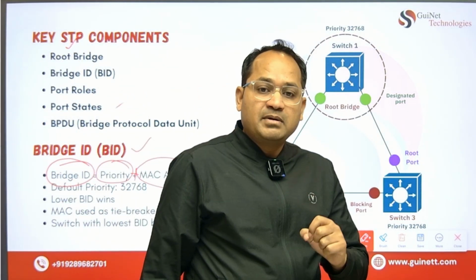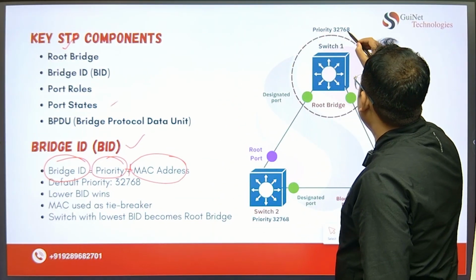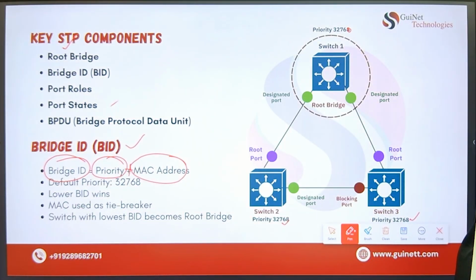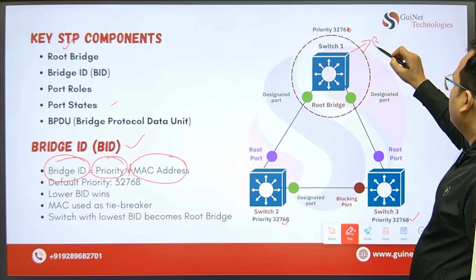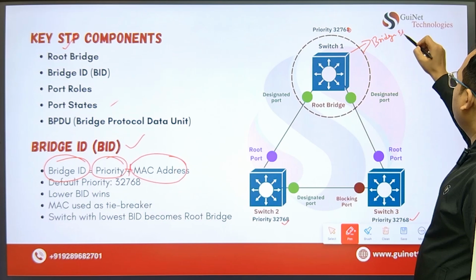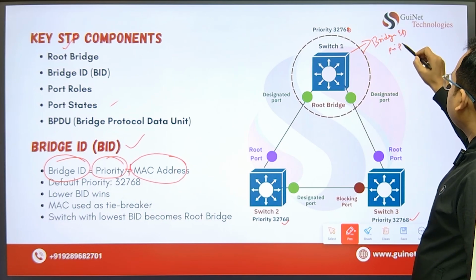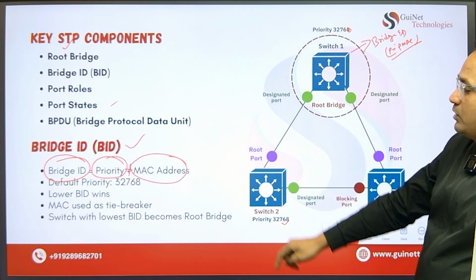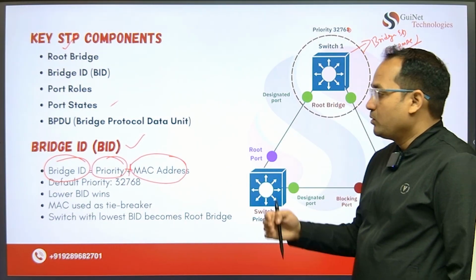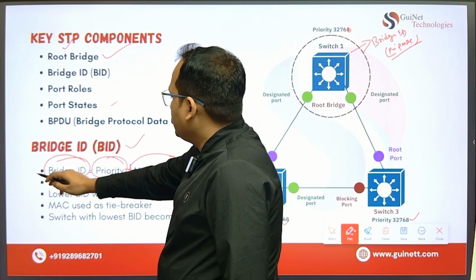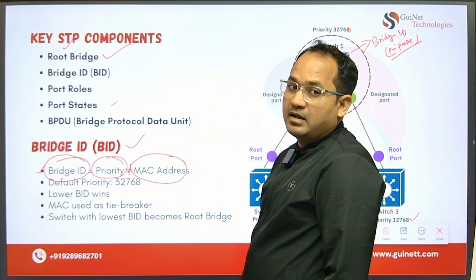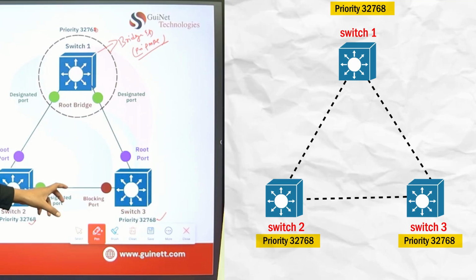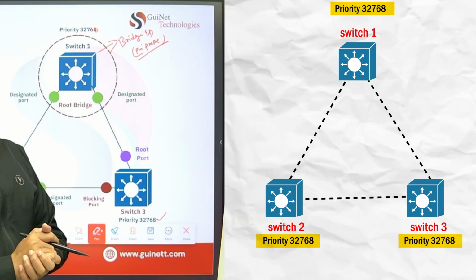If your switch has the lower bridge ID, let's suppose this switch has the bridge ID 32768 and this has 768 and this also has 768. So by default, bridge ID is equal to your priority plus MAC address. If you have the default, then it is going to be the default bridge ID, whatever the priority is. But if you want to select the root bridge, it is going to be selected based on this particular bridge ID, meaning whichever bridge ID is lower. Bridge ID means either your priority is lower or your MAC is lower, so there are two combinations. So root bridge selection is going to happen.